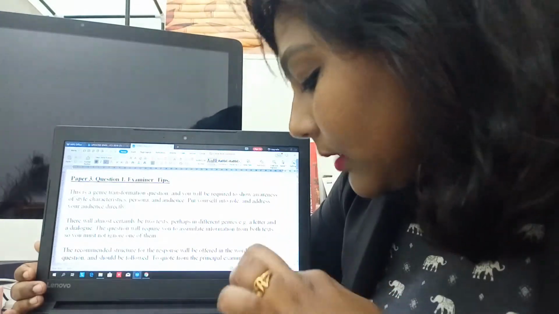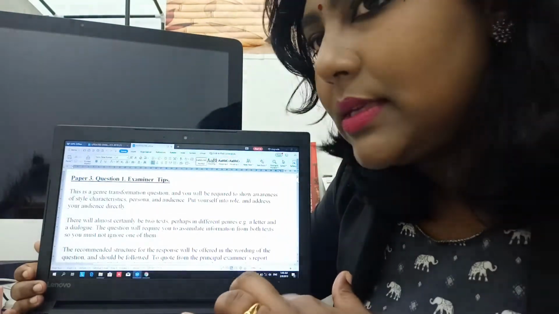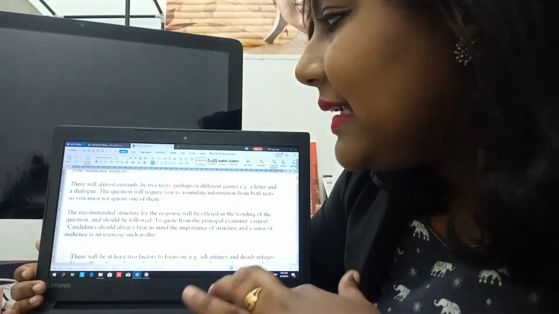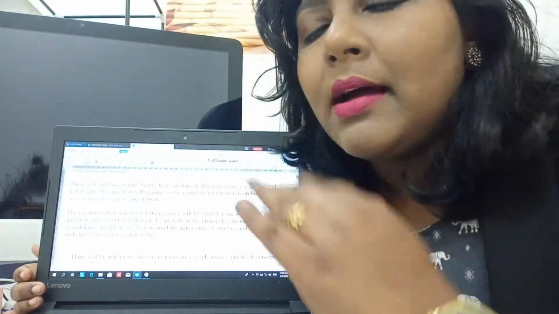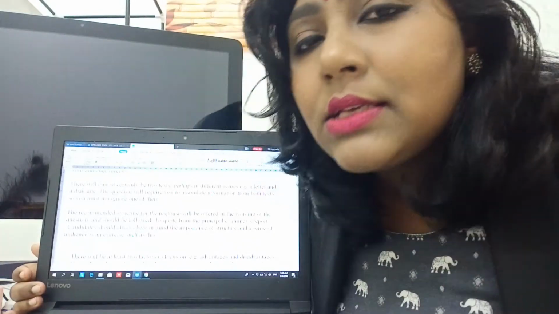And the recommended structure. This is something commonly asked by many candidates: what kind of structure do I need to follow? Because in my accepted response in paper 2, I have 3 bullet points, and I can nicely segregate the points according to the 3 bullet points given. So how about my paper 3 directed writing? It's actually very simple.